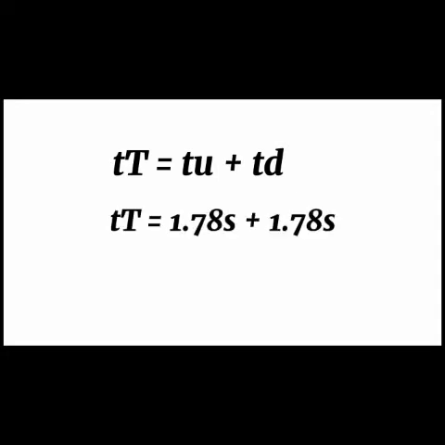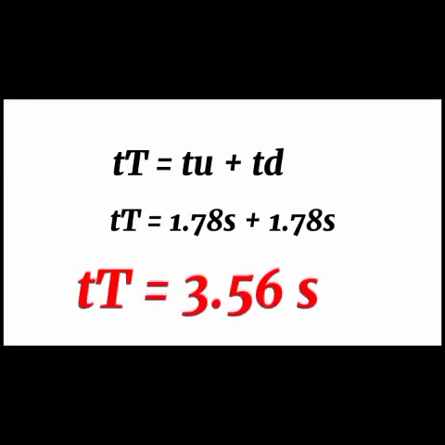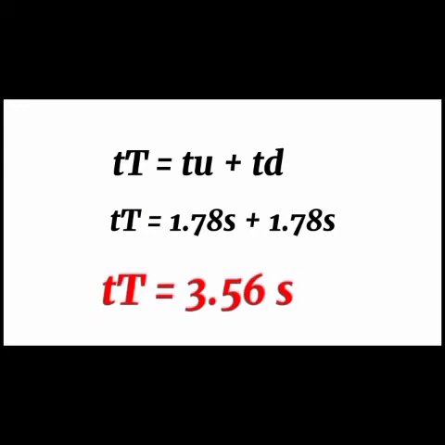So, para makuha natin yung total time of flight, kailangan natin i-add yung time upward and time downward. So, bali, TU plus TD. Total time of flight equals 1.78 seconds plus 1.78 seconds. Total time is equals to 3.56 seconds. So, ayan lang. Thank you.